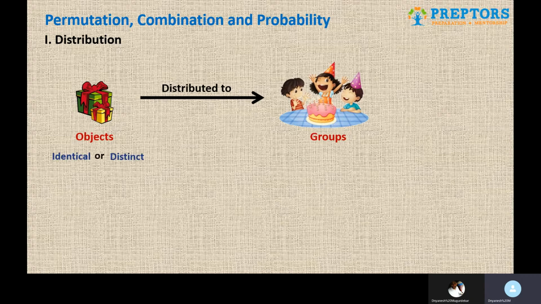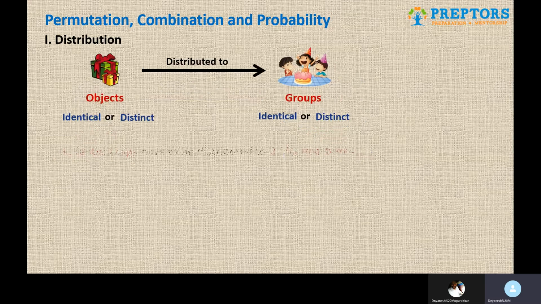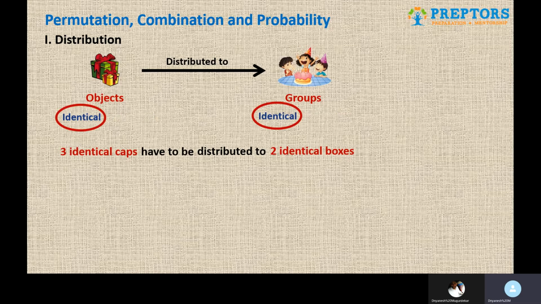So the objects can be either identical or distinct, and the groups in which we are supposed to distribute them can also be either identical or distinct. Now, each of the cases we need to explore and understand what is the change that will happen. So the first scenario: three identical caps have to be distributed into two identical boxes. So objects are identical, groups are also identical, one of the very easy scenarios.